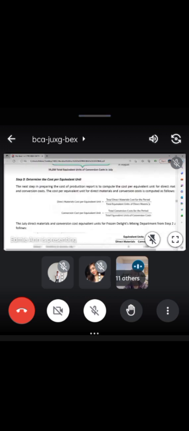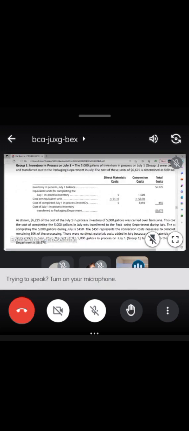Idugang for the month of July, kay naa na siya tanan kang June. So kung tan-aw nimo diri guys, ang EUP or equivalent units for July is 0. Wala na kay direct material cost nga i-add. So kani siya, this is the per unit cost, per equivalent unit, katong gi-divide bitaw ganina.